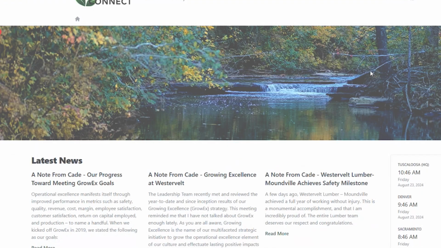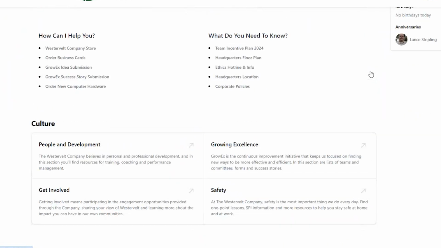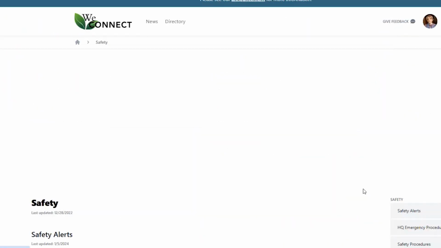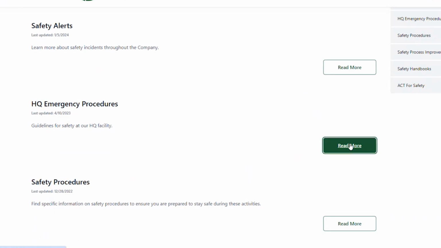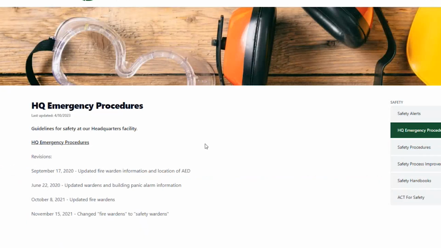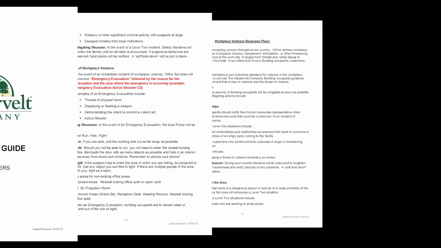Our workplace violence response plan may be found in the emergency guide for the headquarters facility, which is located on WeConnect. Every employee is expected to know our emergency procedures, so please review the emergency guide at your earliest convenience. And if you have questions, please ask.